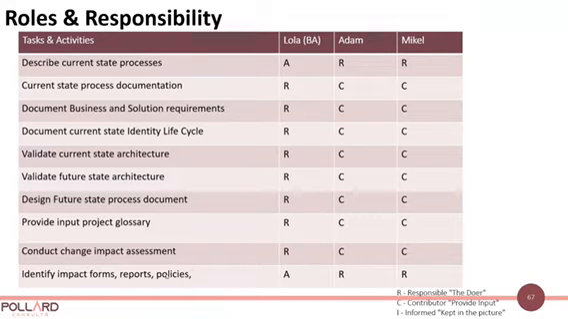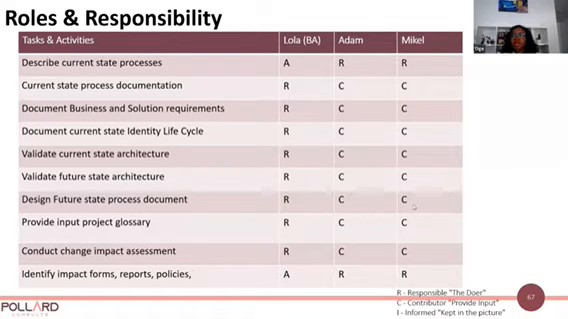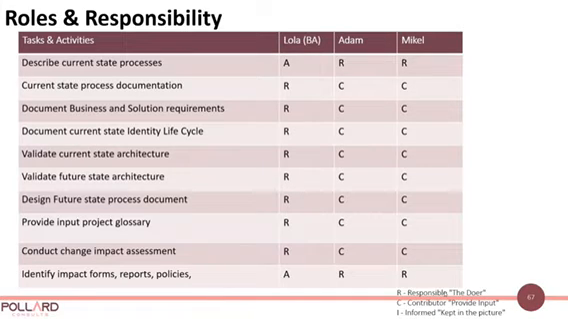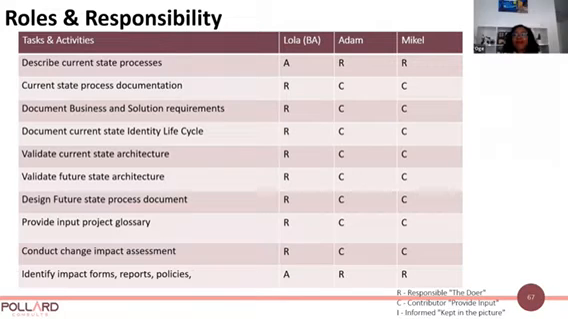And I try to define what I mean by my acronyms. R means responsible, the doer of the work. C is a contributor, they provide an input to the work to be done. I means informed, just kept in the picture. It could be their manager, could be the informed person here.